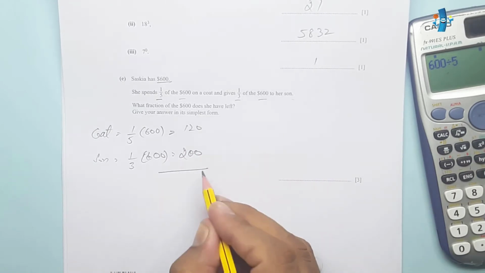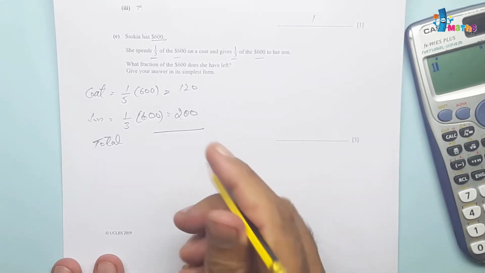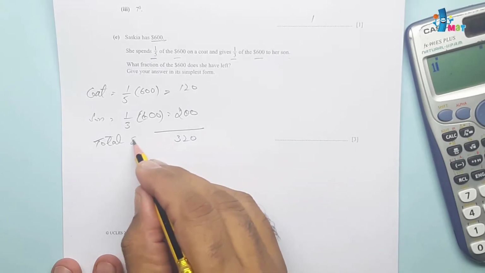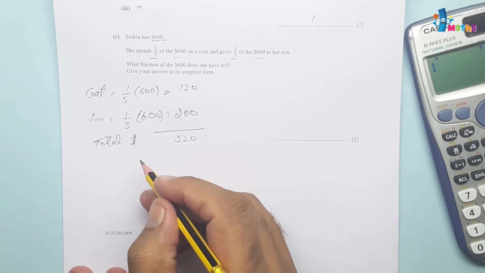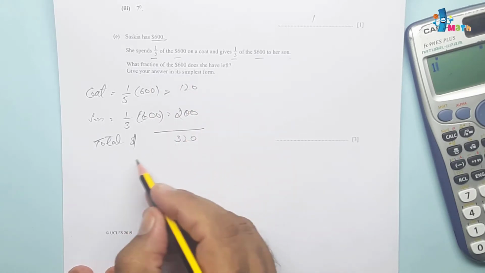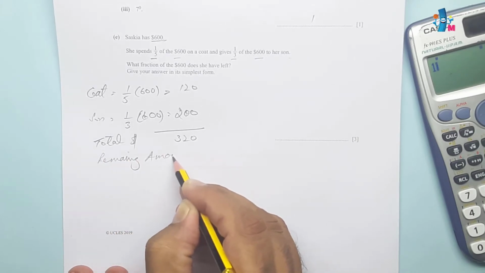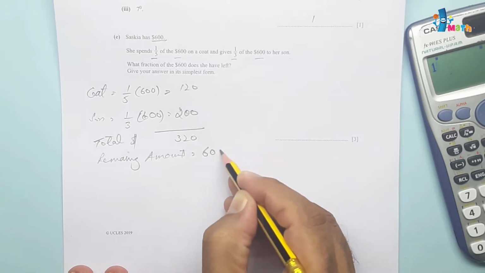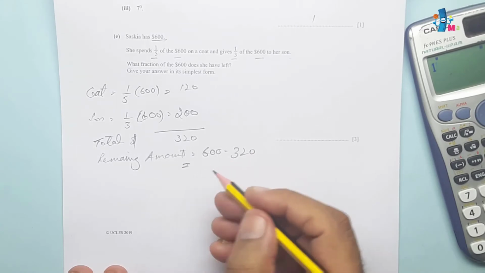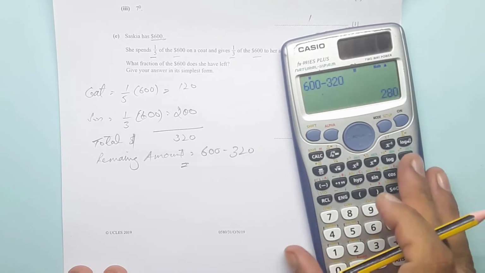So the total amount given is how much? Total amount given is 200 plus 120, which is 320. So $320 she has already given. And what fraction of 600 does she have left? So the remaining amount will be equal to 600 minus 320, which she spent, and the remaining amount will be 600 minus 320, equal to 280.